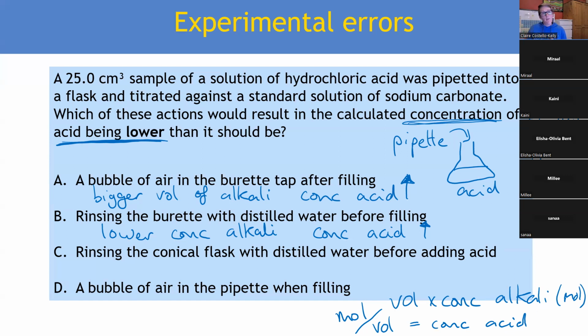So if you take 25 centimeter cubed of acid and you put it in a completely dry conical flask, it's going to require a certain amount of alkali to neutralize it. If you take that same 25 centimeter cubed of acid and put it in a conical flask that contains 10 centimeter cubed of water, it's going to require exactly the same volume of alkali to neutralize it. There's no effect because I'm not using the conical flask to measure anything. I'm just using it to observe the reaction.